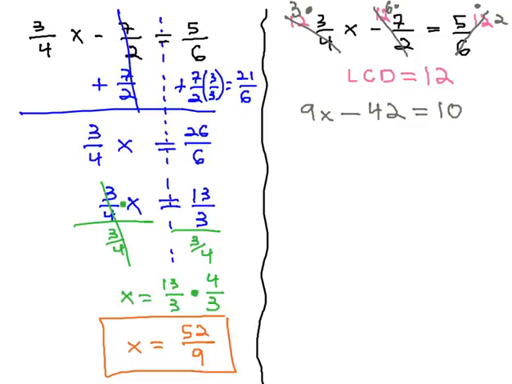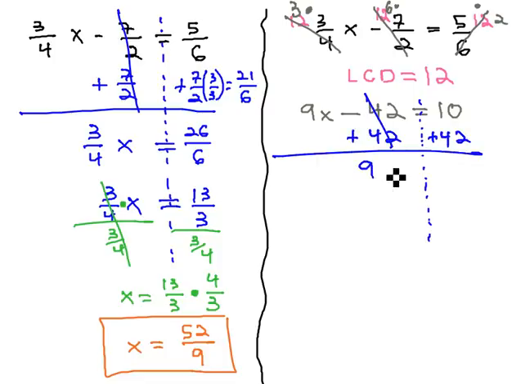Notice now that we've done that, we've gotten rid of all the fractions, and we can focus on solving this simple two-step equation. First, we get rid of negative 42 with positive 42. We now have 9x is equal to 52. Finally, we get x alone by dividing both sides by 9, and x is equal to this fraction, 52 over 9.